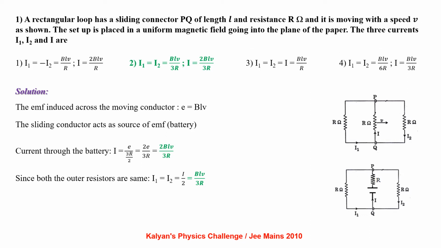Coming to the other two currents I1 and I2, as the two resistors are the same and they are connected in parallel, the current will divide in the inverse ratio of resistances. Here the two resistors are the same, so the two currents are the same and they are equal to half of the original current. So the value is BLV by 3R.